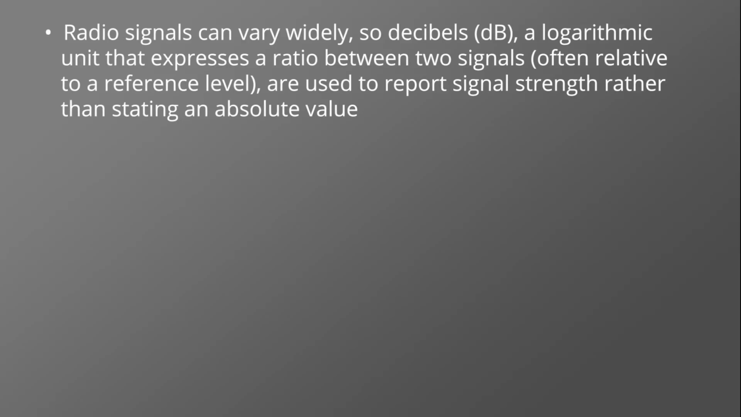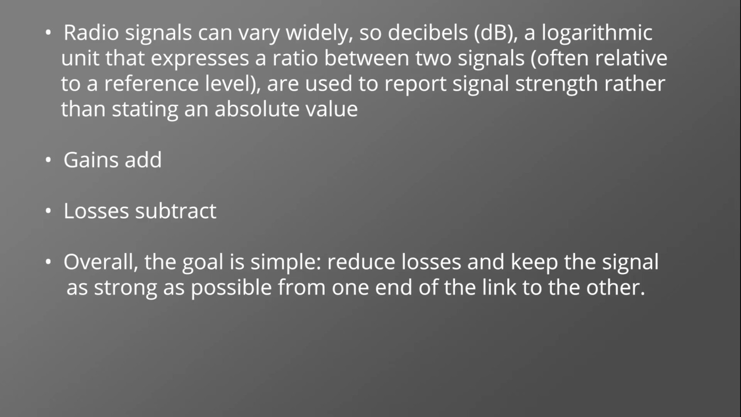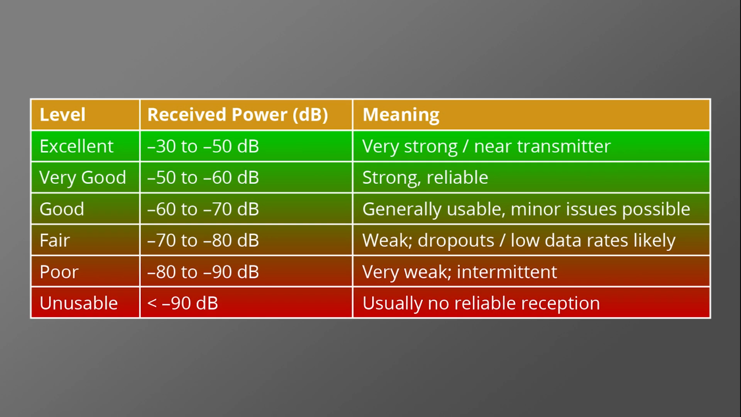Radio signals can vary widely, so decibels, dB, a logarithmic unit that expresses a ratio between two signals, often relative to a reference level, are used to report signal strength rather than stating an absolute value. Gains add and losses subtract. Overall, the goal is simple: reduce losses and keep the signal as strong as possible from one end of the link to the other. Radio manuals often include tables showing how specific decibel ranges correspond to signal quality levels for that particular radio.